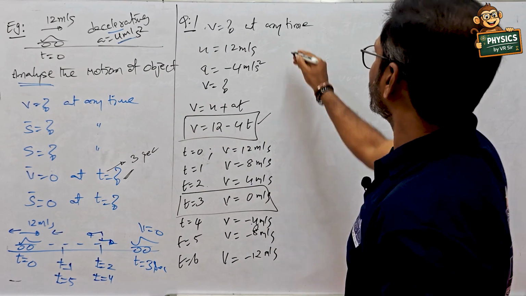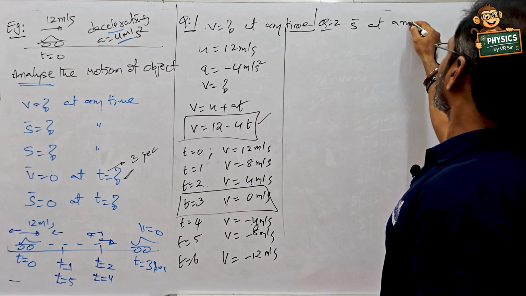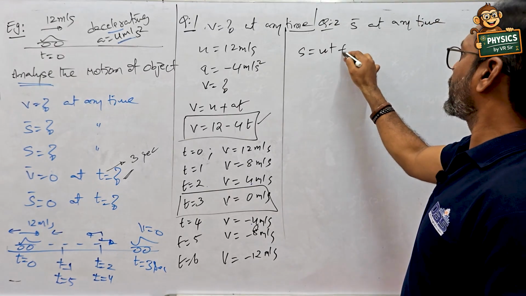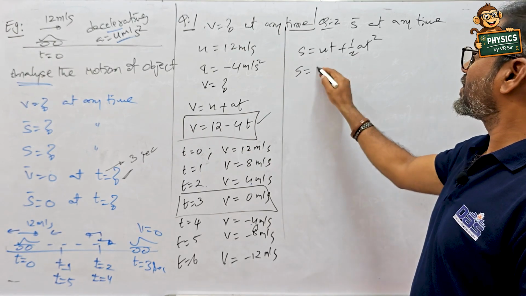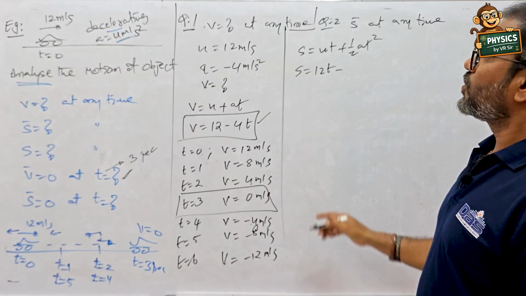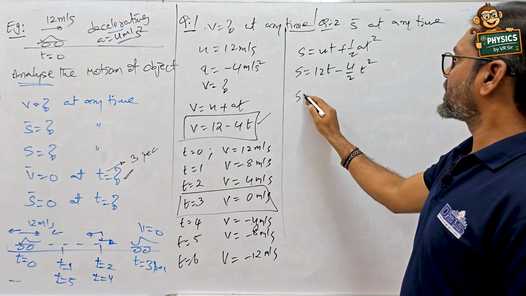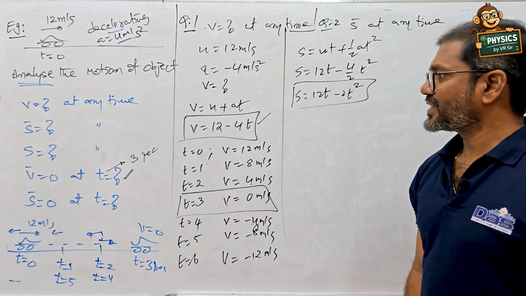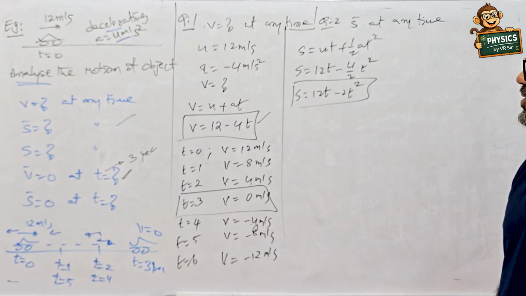Now coming back to displacement. What is question number 2? Displacement at any time. If they ask us, the displacement formula is S equals ut plus half at square. What is u? Initial velocity, 12t, minus, what is acceleration? Minus 4 by 2, it's a t square. So S equals 12t minus 2t square. This is the displacement at any time. Now we got the answer.